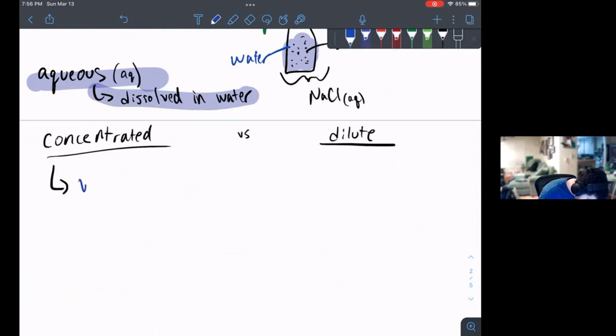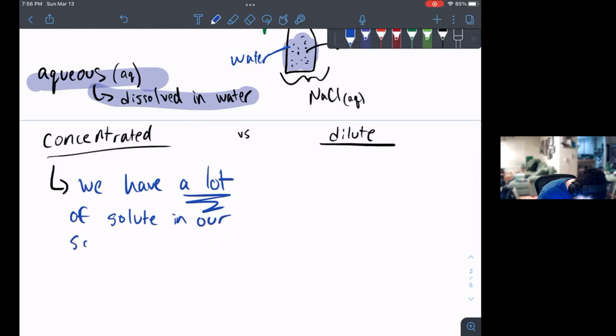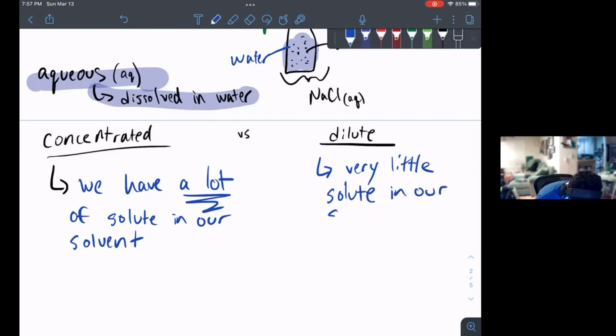All right, the next thing we have is concentrated versus dilute. Concentrated means we have a lot of solvent, or sorry, not solvent, my bad. We have a lot of solute in our solvent. Dilute is we have very little solvent. Or I just cannot get this one right. We have very little solute in our solvent.